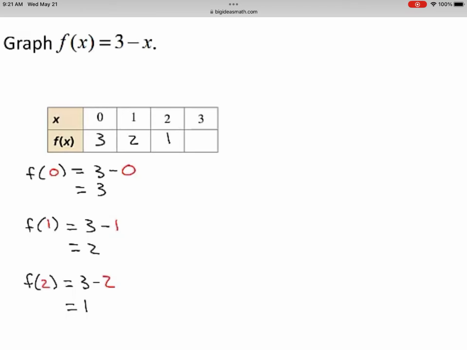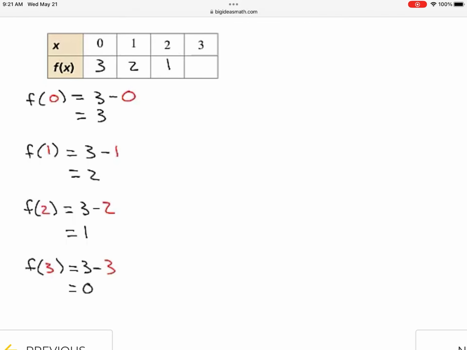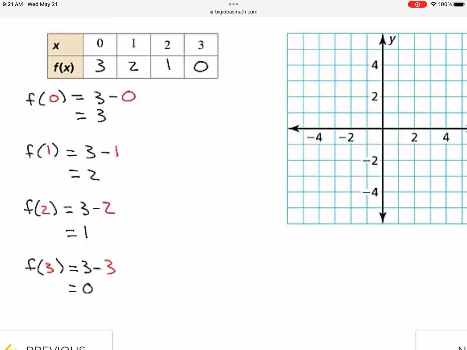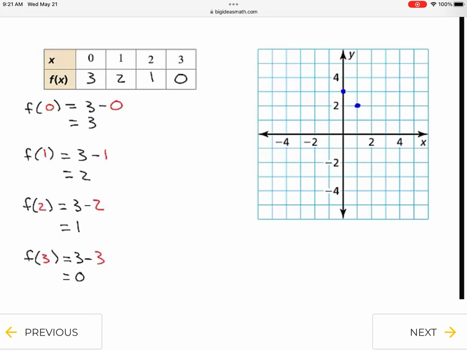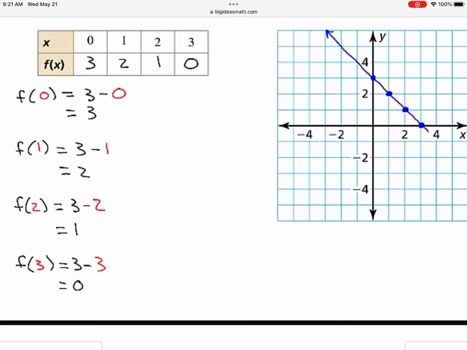To find the value of f of x when x equals 3, substitute 3 for x in the function. 3 minus 3 equals 0, so f of 3 equals 0. So when x equals 3, f of x equals 0. To graph the function, you want to plot the ordered pairs (0, 3), (1, 2), (2, 1), and (3, 0). Then draw a line through the points.